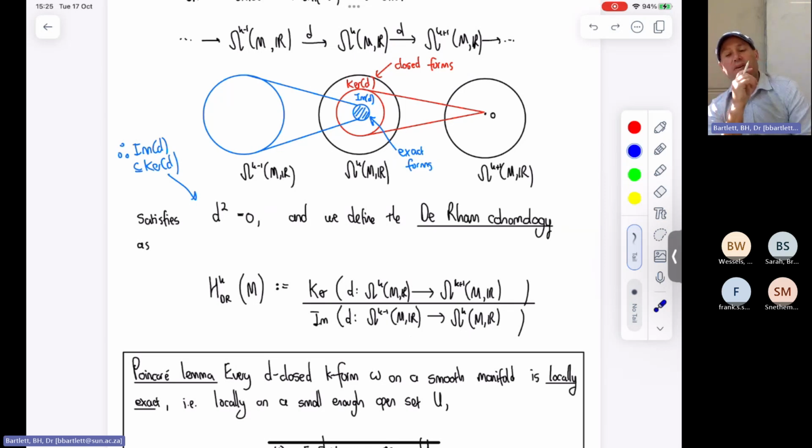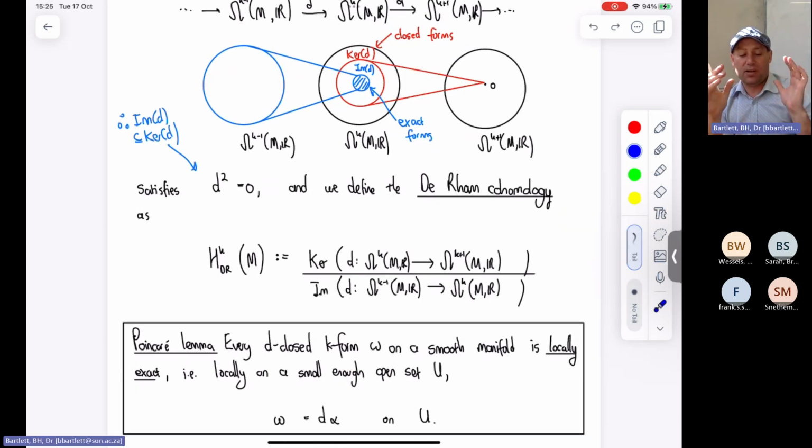But locally, it turns out that that is always the case. This is the Poincaré lemma, which goes back to the founder of topology, Poincaré. He showed that if you have a closed K-form on a smooth manifold, closed in the sense that the exterior derivative applied to it is 0, then at least locally you can write that K-form as D of a K minus 1 form. So locally, on a small enough open set U, you can write your K-form omega as D of a K minus 1 form alpha. The only problem is that you might not be able to say that globally on the manifold, but locally on a little patch, that is the case.